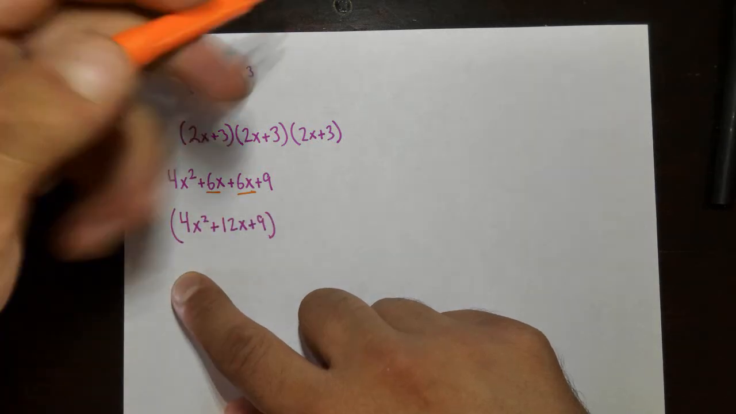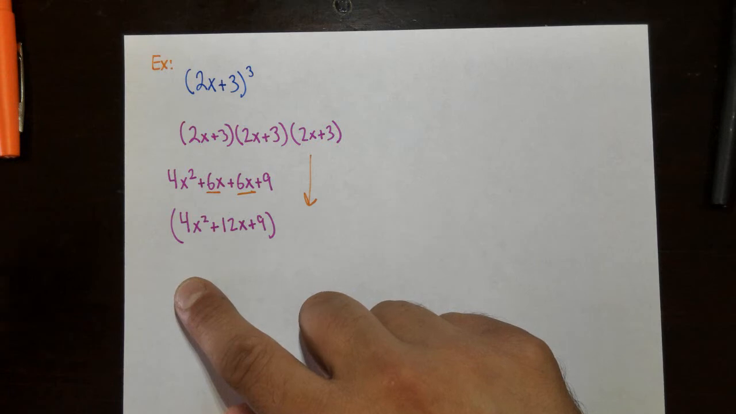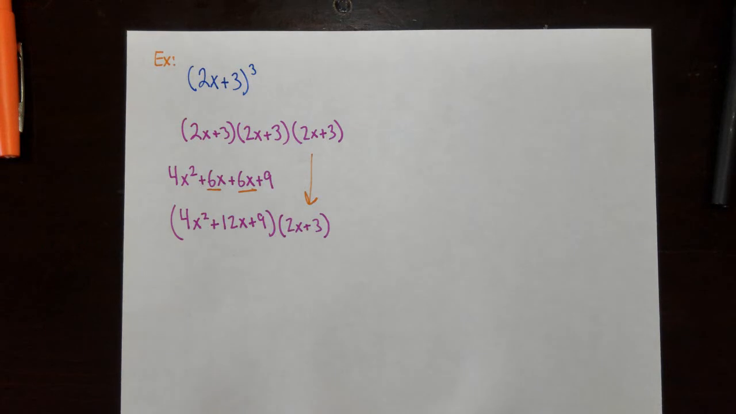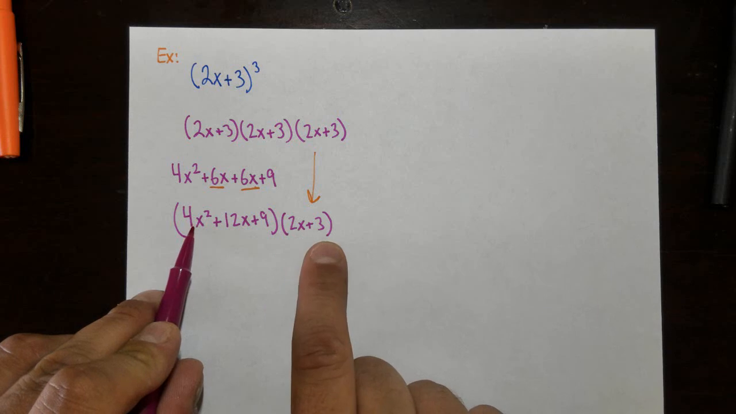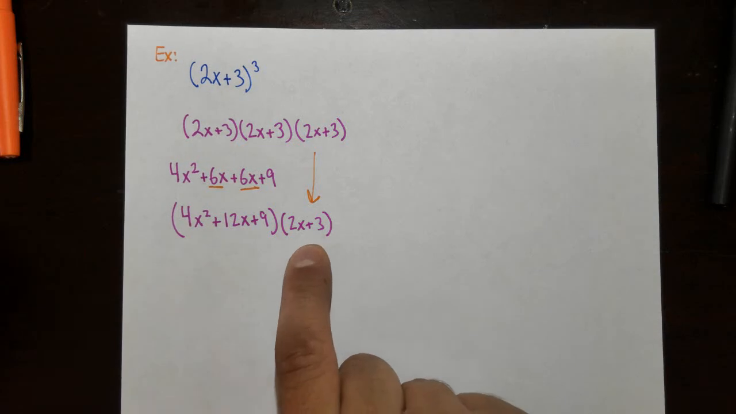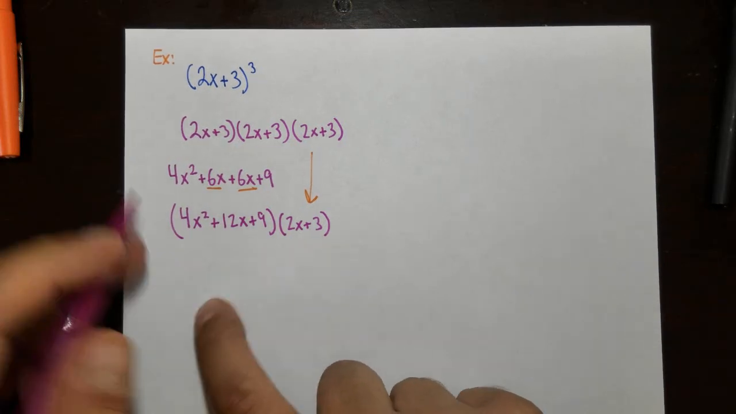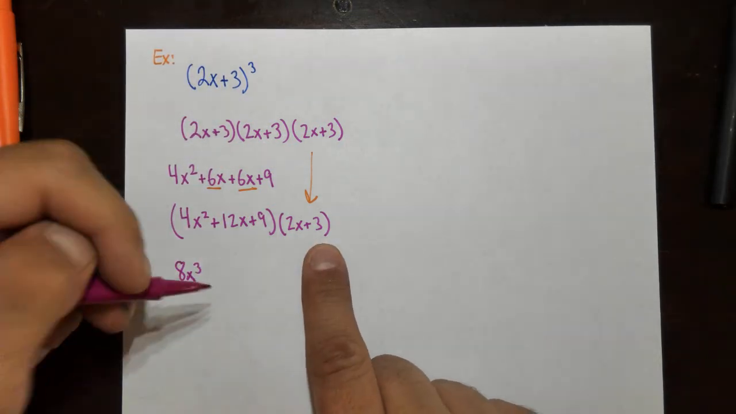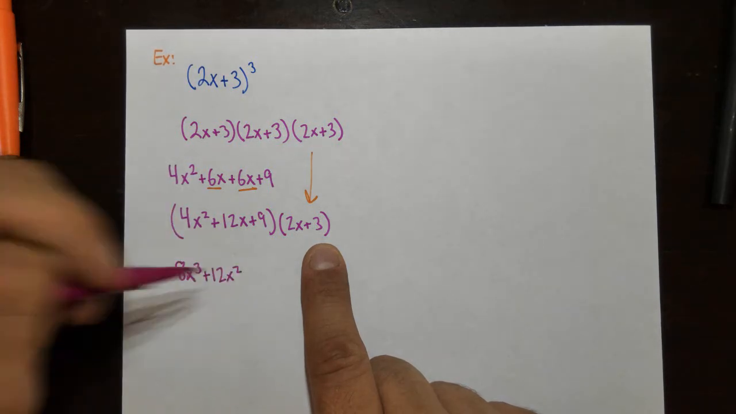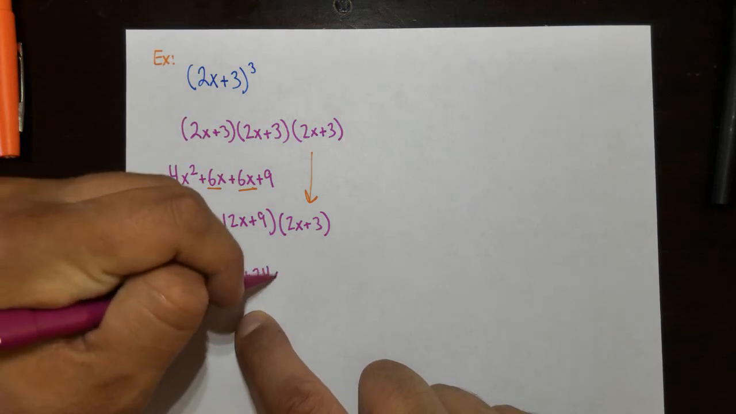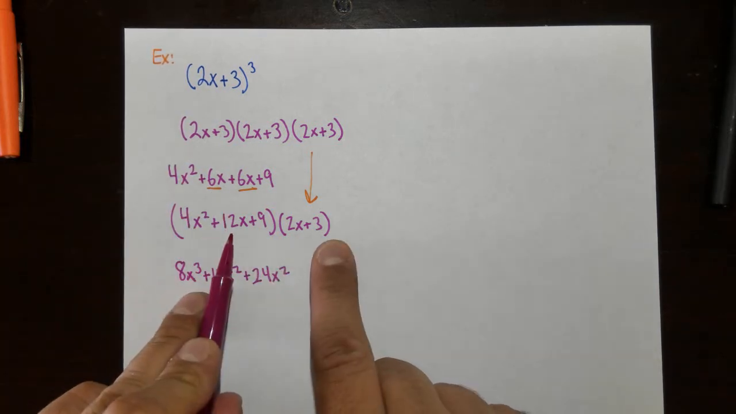And then we want to bring down that last factor of the 2x plus 3. Okay, so now we have one more multiplication to do. And I want to multiply the 4x squared to both of these, the 12x to both of these, and the 9 to both of these. So 4x squared times 2x is 8x cubed. 4x squared times 3 is 12x squared. Then 12x times 2x is 24x squared. Then 12x times 3 is 36x.